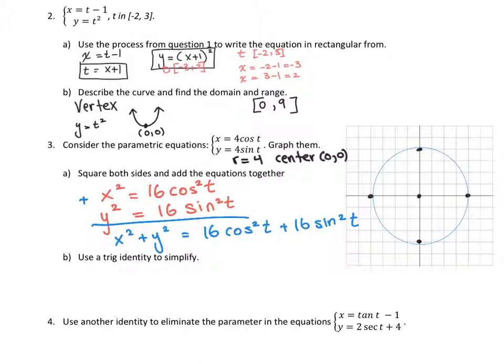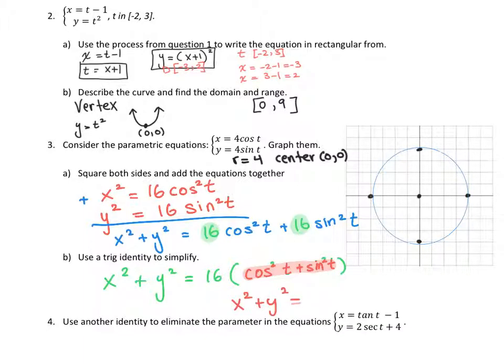Step number 2 is to use a trig identity to simplify. Now I can see that there is 16 in common, so let's take the GCF and factor it out. So x squared plus y squared is equal to 16 times cosine squared t plus sine squared t. And I know that this is a trig identity and this is equal to 1. So in this case, I have x squared plus y squared is equal to 16 times 1, which is 16, and that's the rectangular equation for the circle. Now you know that the center is 0, 0 and the radius is 4, so 4 squared is 16. This is how you can check your work.